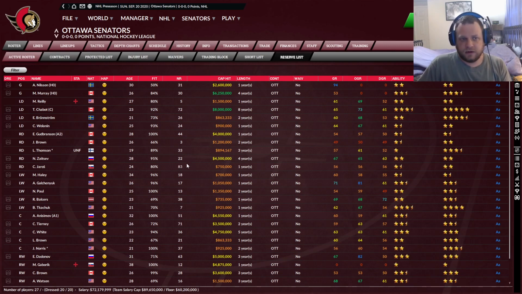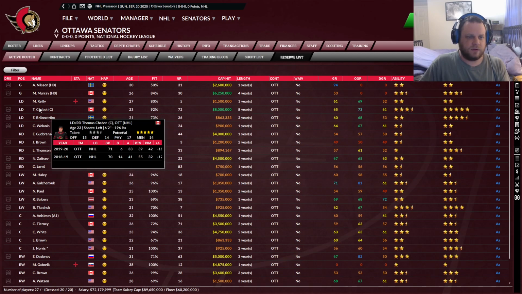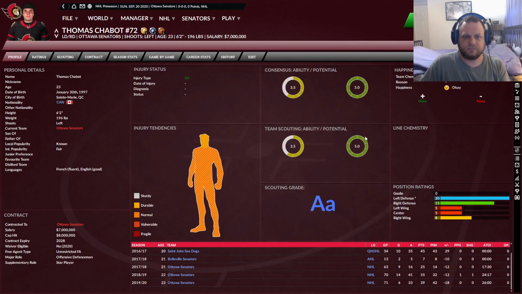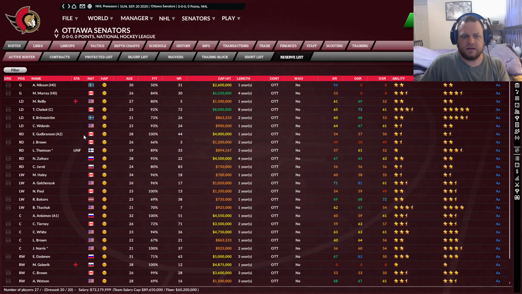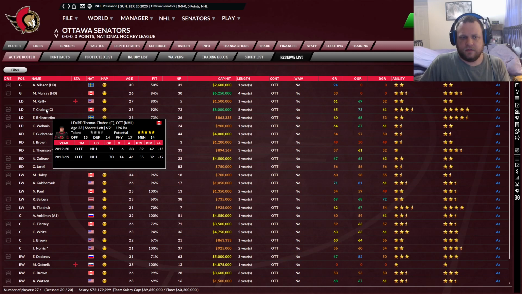So on the team here, we have plenty of players again, and they've not all been acquired the same way. If we look at Thomas Chabot, we can see it. He was acquired in 2015 at the draft. He was the 18th pick that year, and he was selected by the Ottawa Senators. So that's a player that the Sens have drafted and developed themselves, and he's pretty good.